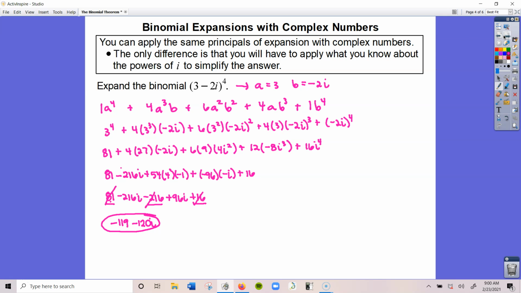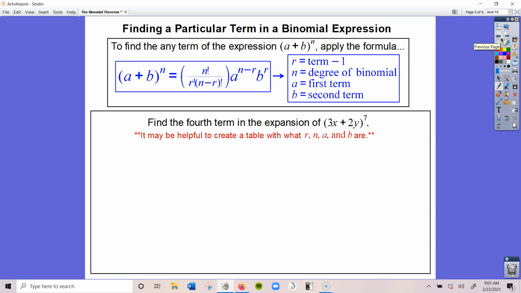Now, we're going to continue with the binomial theorem, but instead, now we're going to find a particular term of a binomial expression. So what does that mean? If I ask you for, let's say, the fifth term or the third term, I don't need you to expand the entire binomial. I just want to know what is that particular term. And in order to find that term, you need to follow this formula.